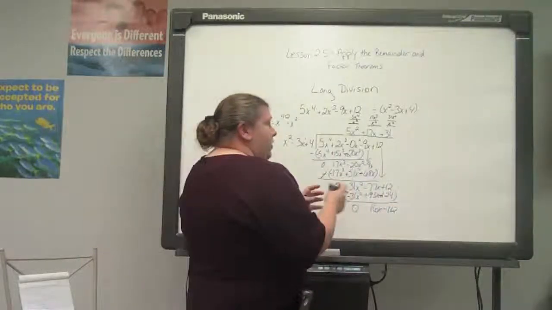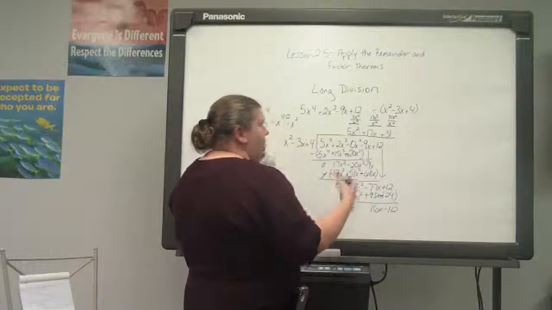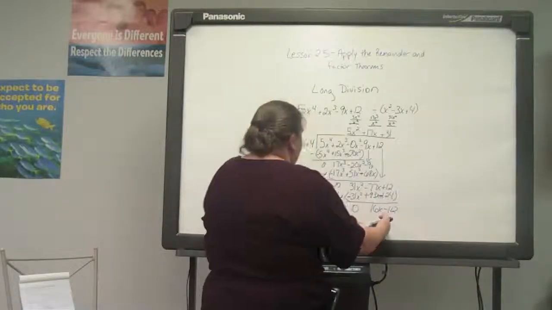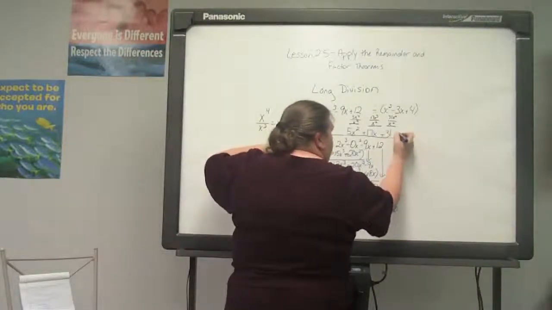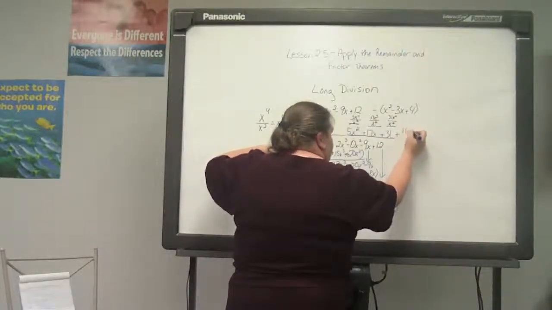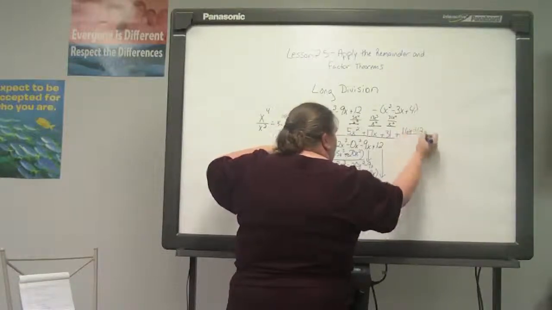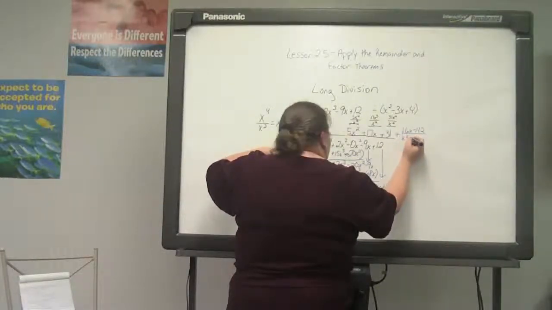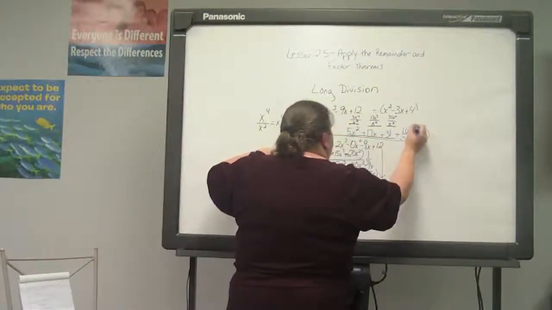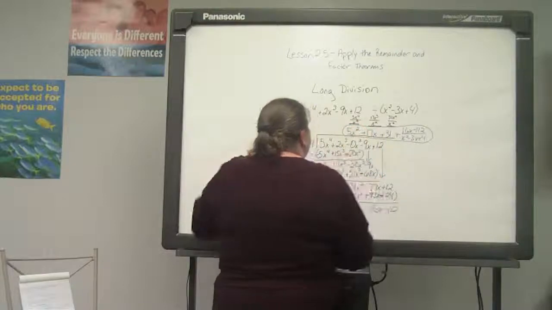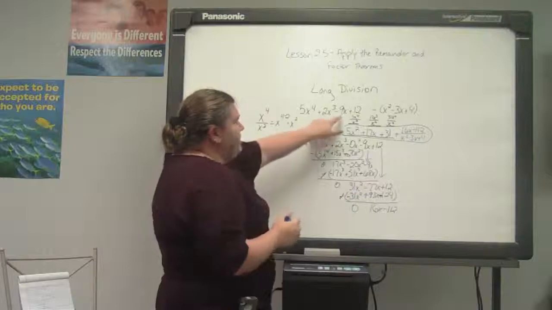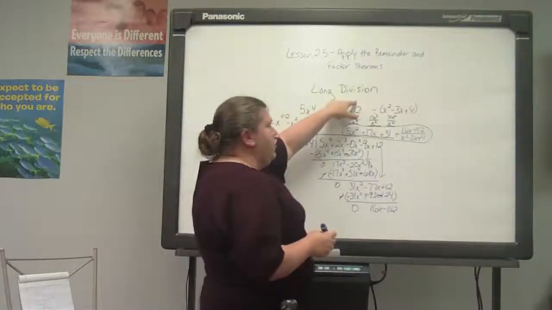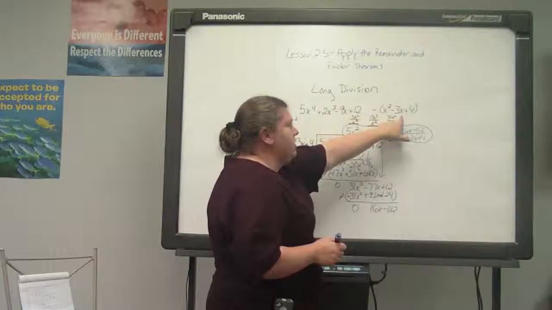And again, in our basic long division, our remainder goes over what we originally divided by. So we would say plus 16x minus 112 over x squared minus 3x plus 4. And that right there is your answer to the long division of 5x to the 4th plus 2x cubed minus 9x plus 12 when we divide by x squared minus 3x plus 4.